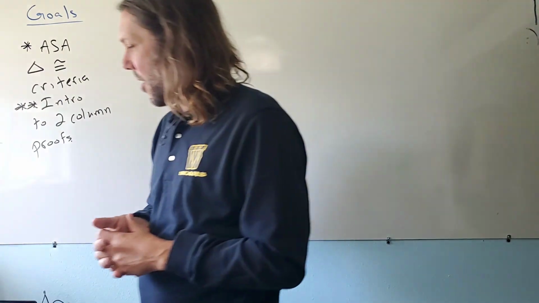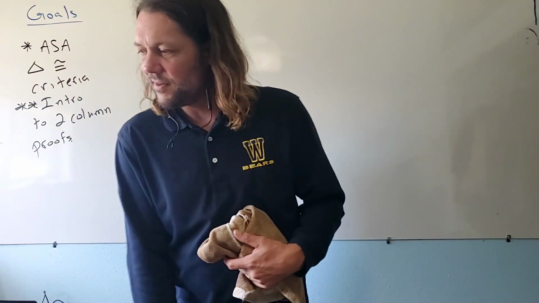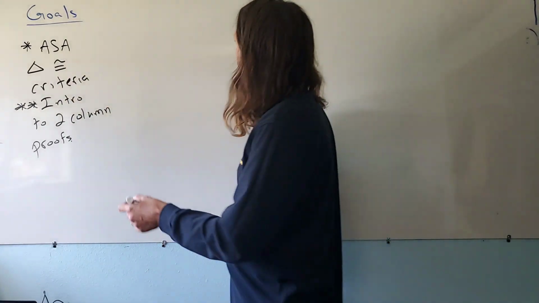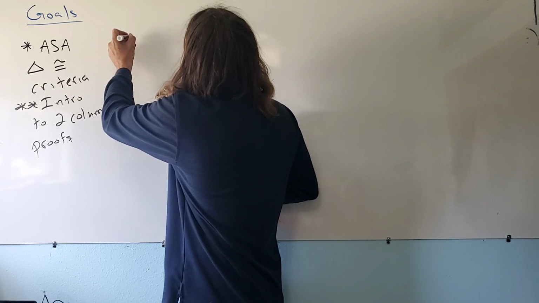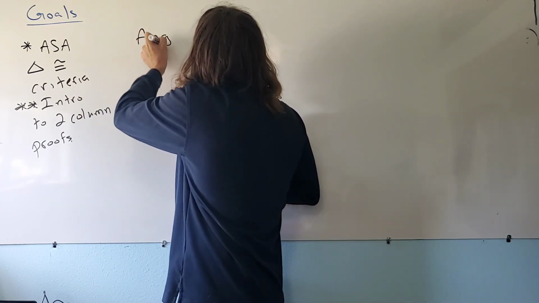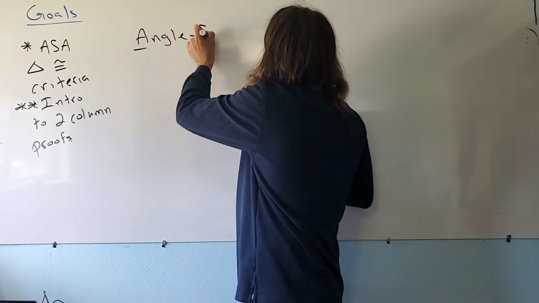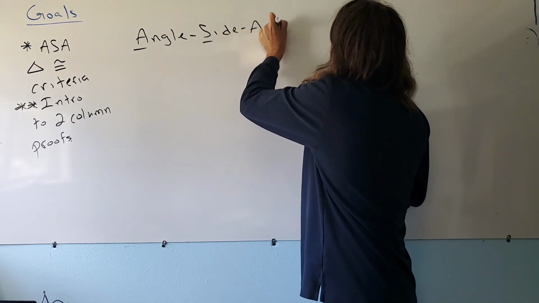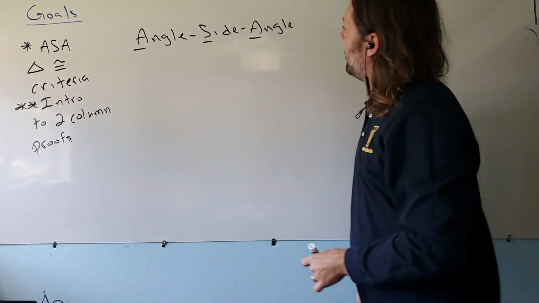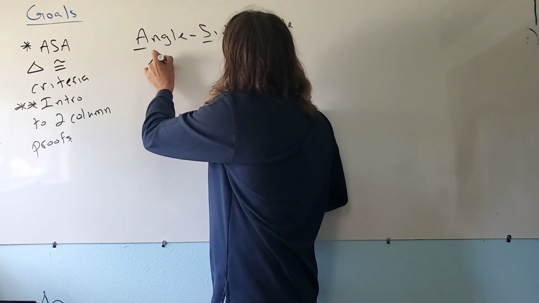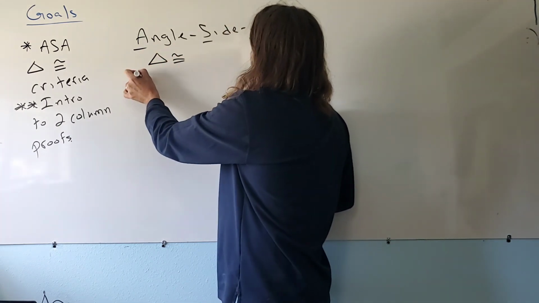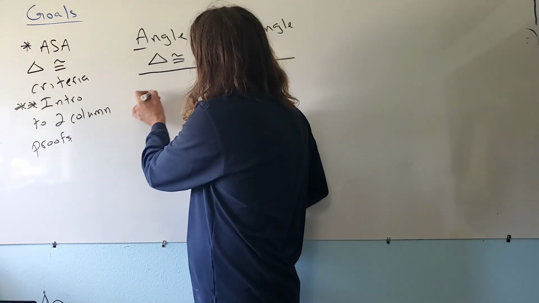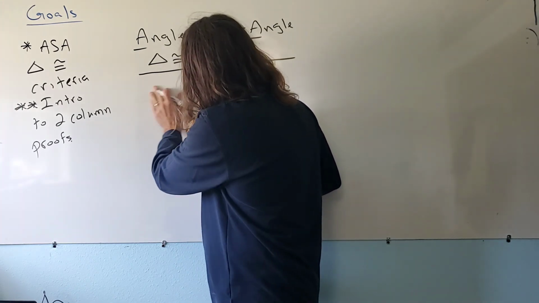Okay. So I hid my marker from myself. Oh, there it is. And let me introduce you to the angle side angle congruent triangle idea. Angle, side, angle. Side angle side triangle congruence. Okay. So I think it's easier to see visually.